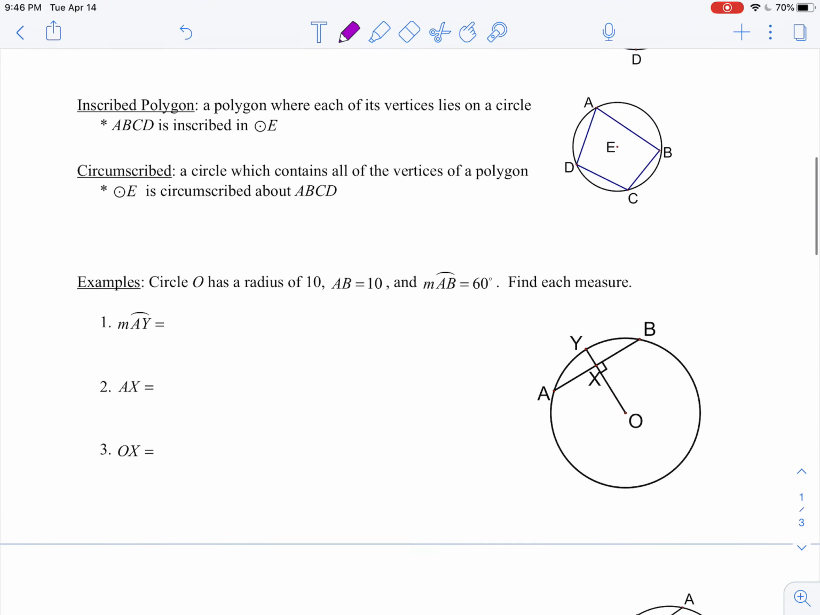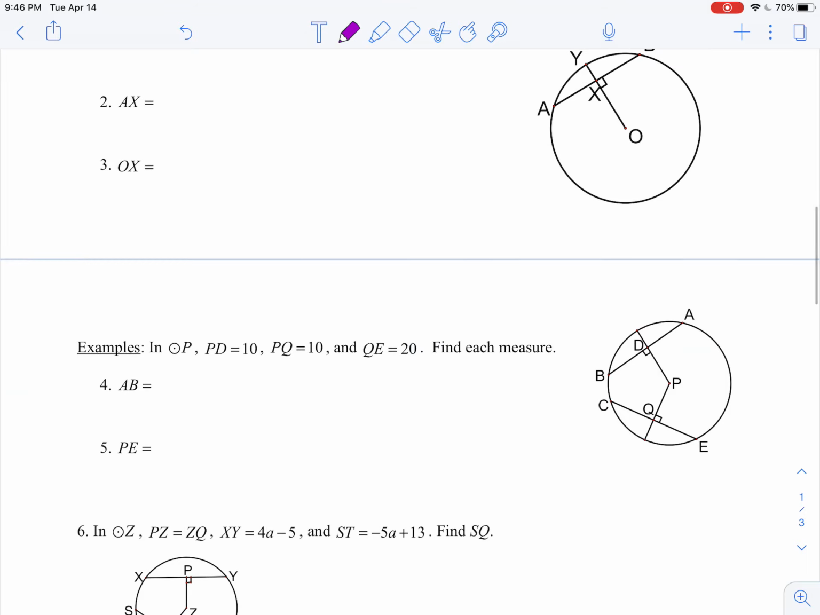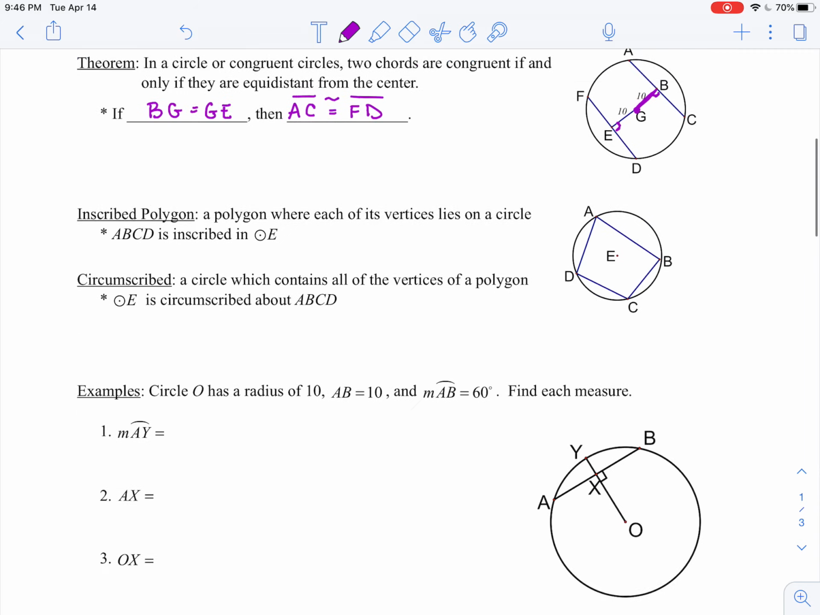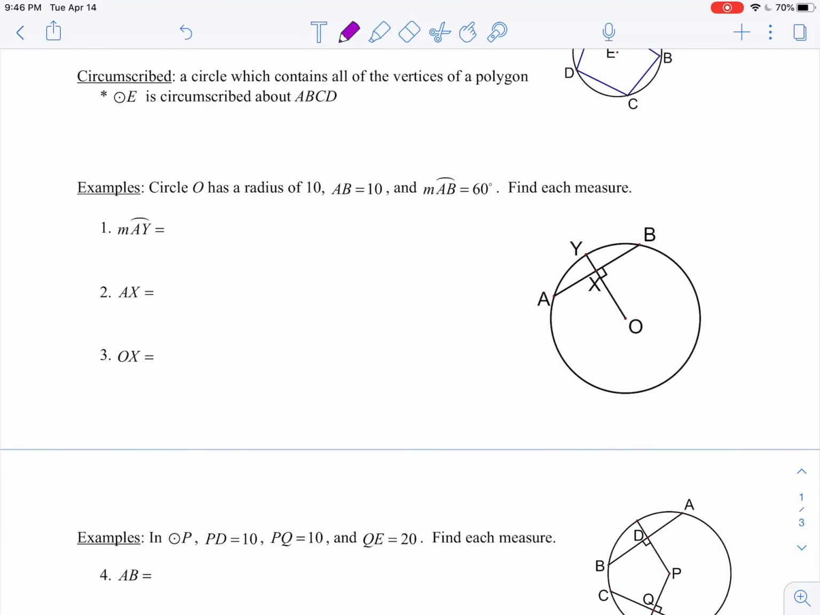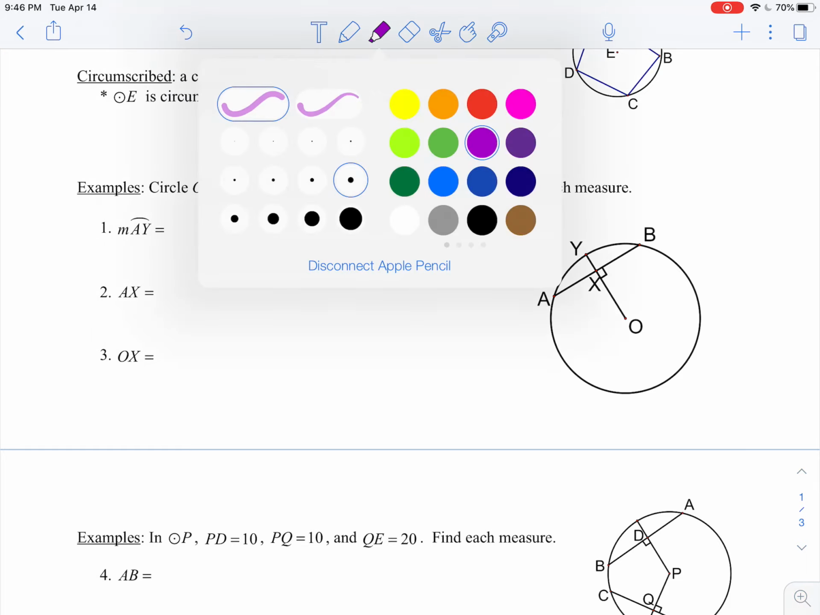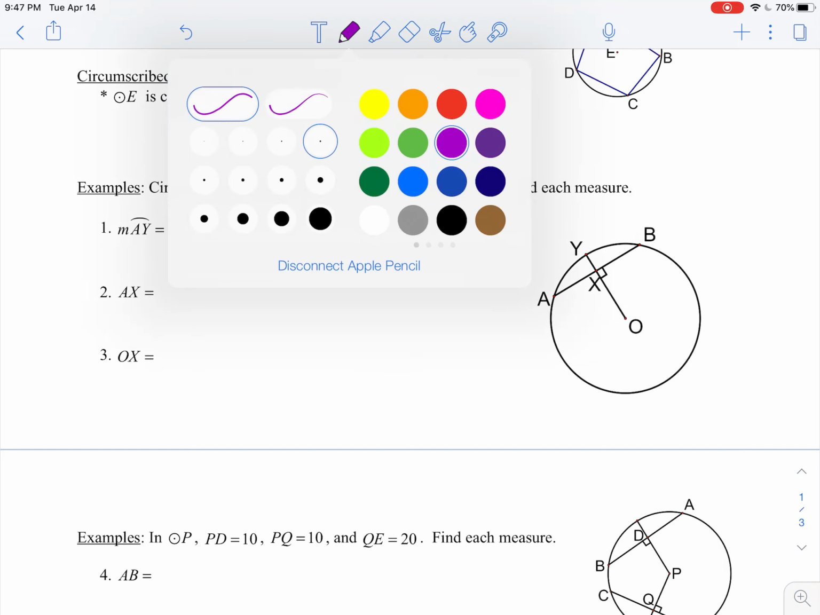Okay, let's take a look at the examples down at the bottom. In questions 1 through 3, it says circle O has a radius of 10. AB is 10 units long, and the measure of arc AB is 60 degrees. So let's figure out a few things based off of this information.